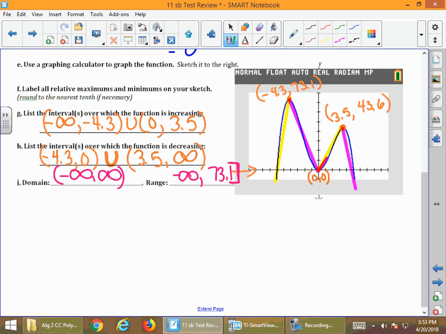We're going to put a bracket around there because 73.1 is on that graph. And then we have a parenthesis. All of the points are below 73.1. So it's negative infinity, we start at the bottom, and we go up.